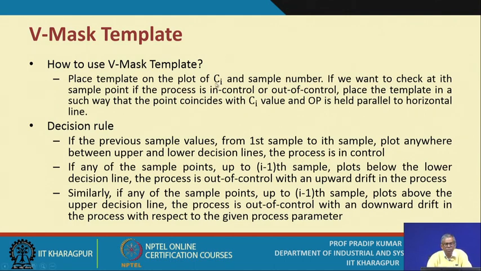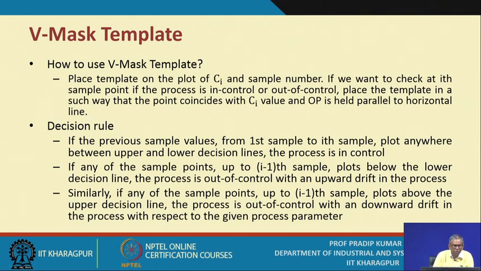And how to use this V-mask template? Place the template on the plot of CI and the sample number. I have already shown. If we want to check at the ith sample point whether the process is in control or out of control, say the 5th sample point or 10th sample point, place the template in such a way that the point coincides with the CI value and OP is held parallel to the horizontal line. Is it okay? So this way you use the template.